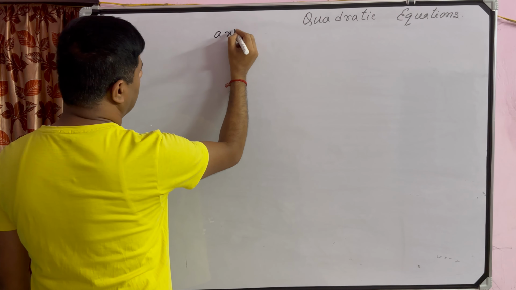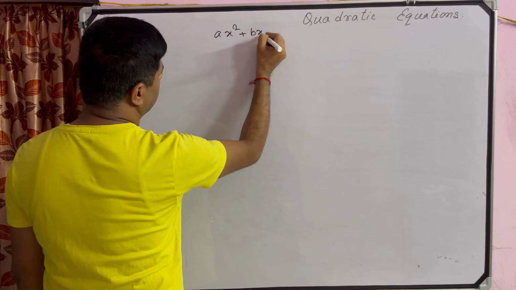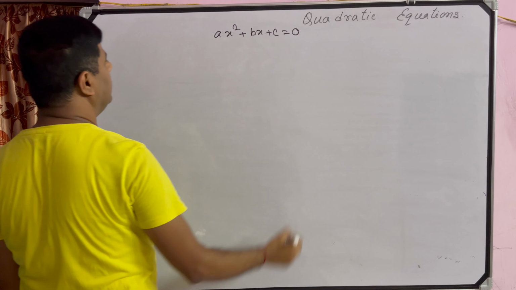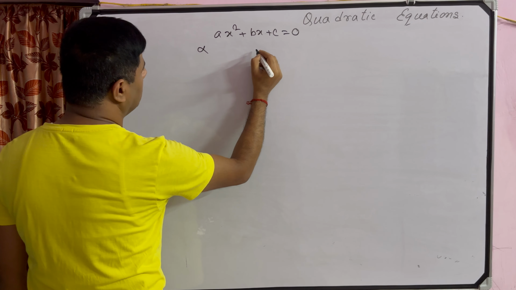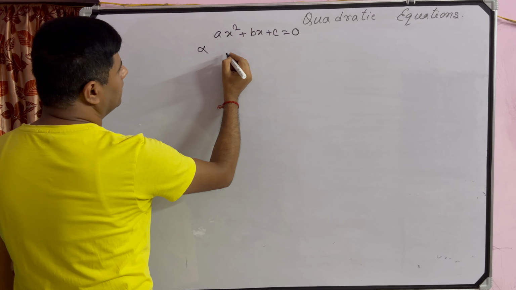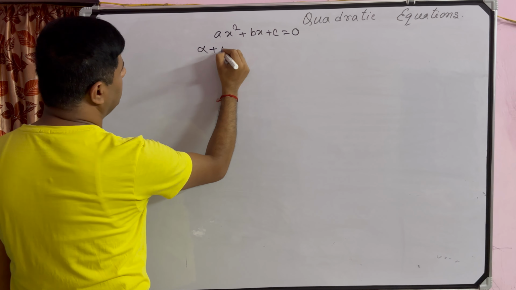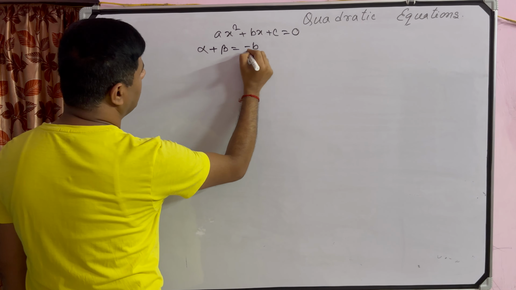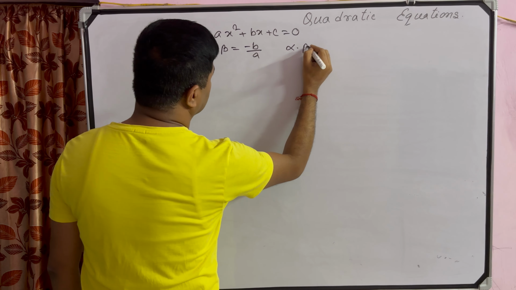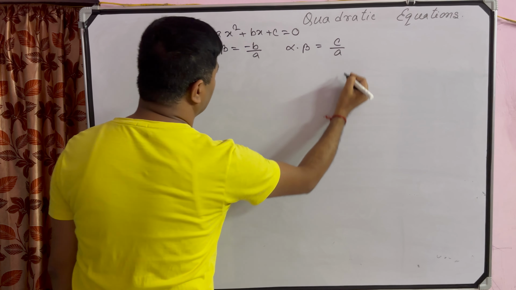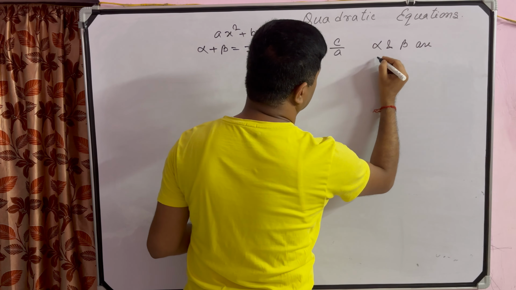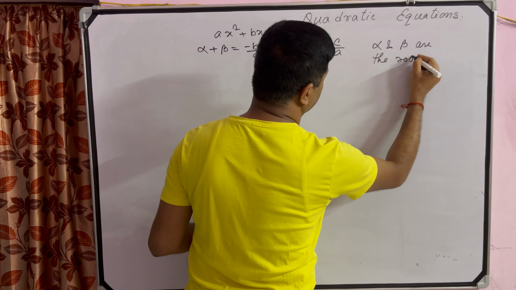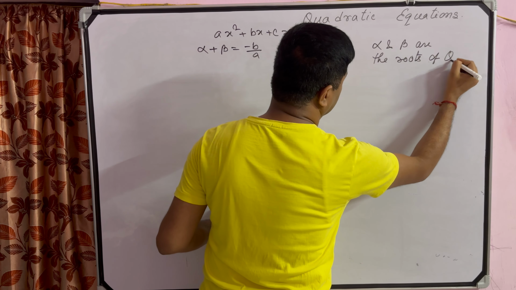If ax squared plus bx plus c equal to 0 is a quadratic equation and it has two roots alpha and beta, then we say that alpha plus beta equals minus b by a and alpha into beta equals c by a, where alpha and beta are the roots of the quadratic equation.